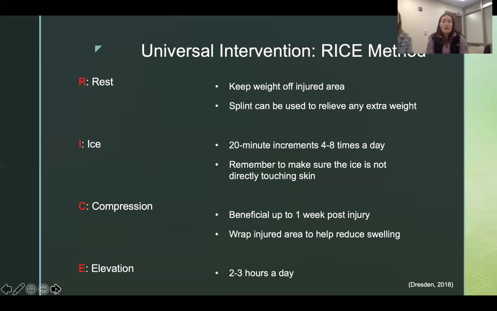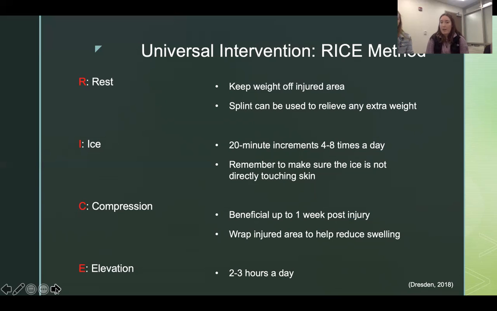For icing, you should ice in 20-minute increments 4 to 8 times a day. And it's important to remember not to directly put the ice on your skin, as that can cause other injuries. For compression, it is shown to be beneficial for up to 1 week post-injury.